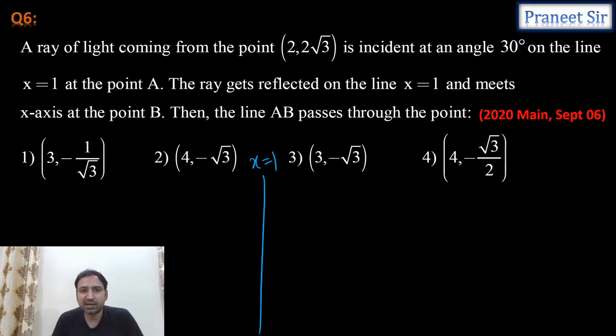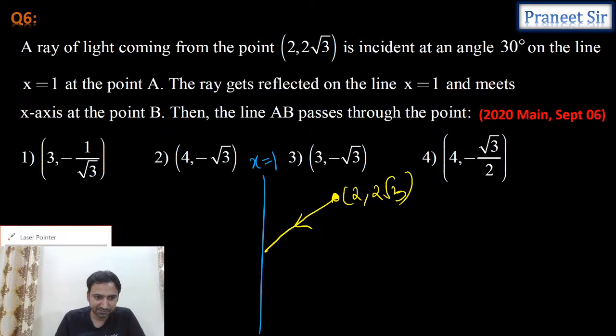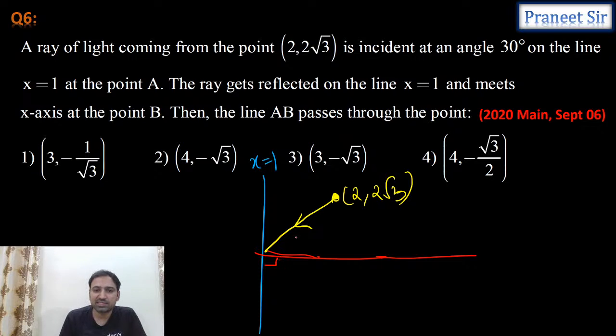A ray of light coming from point 2, 2 root 3. Okay, this is coming from this point 2, 2 root 3, and it is coming like this. This is the incident ray. It is coming from this particular point. Incident at an angle 30 degrees. Incident at an angle 30 degrees means what? Let's take this one as normal, you can take it. So this angle is 30 degrees, correct?